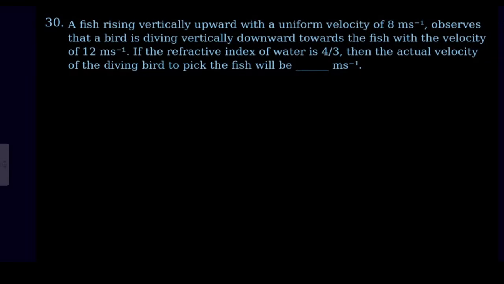So let's understand this thing here. Here we need to find the actual velocity of the bird to pick the fish. That is the velocity of the bird we need to find, basically. Right. See what they have given: a fish is rising vertically. So this is the velocity of the fish, given as 8 meters per second.